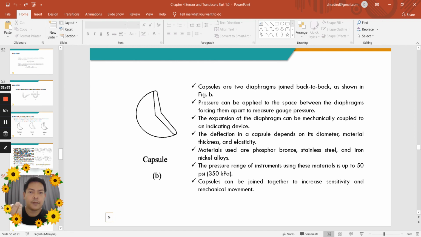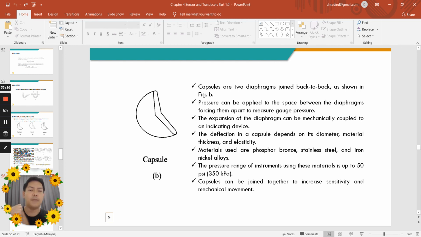A pressure sensor of the capsule type is two diaphragms joined back to back, as shown in figure B. Pressure can be applied to the space between the diaphragms, forcing them apart to measure the gauge pressure. The expansion of the diaphragm can be mechanically coupled to an indicating device.